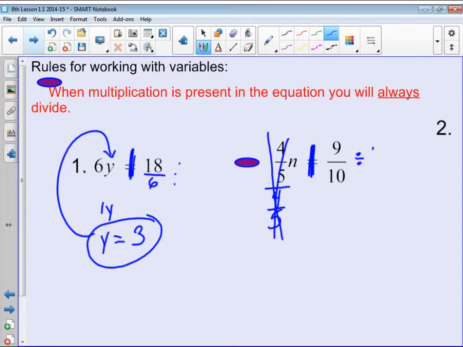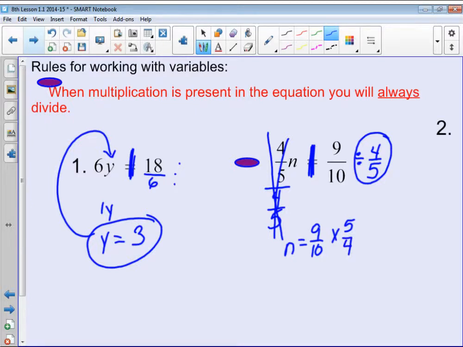So divide by 4/5. Now, hopefully you remember when you divide fractions, you can't really divide them. You have to multiply by the reciprocal. And lots of times kids forget what reciprocal is. That's where you just have to flip the fraction over. So now I just am going to rewrite this. n equals 9/10 times 5/4.